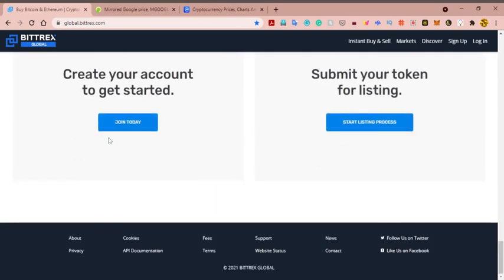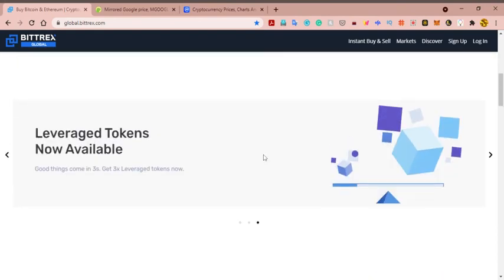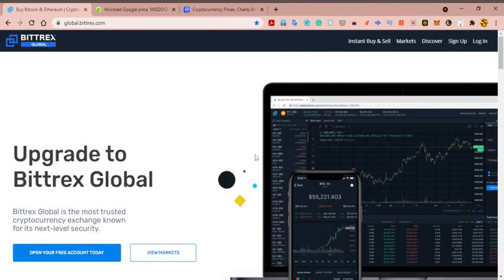Okay, so you can create your account. Okay, submit tokens for listing. If you're an organization, I would assume you know less. Okay, so we're going to go ahead and sign in and take a quick look at the platform.